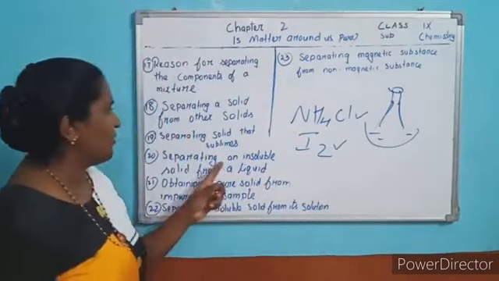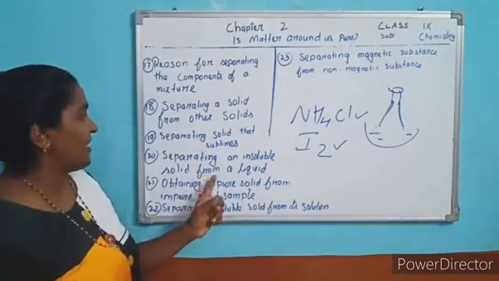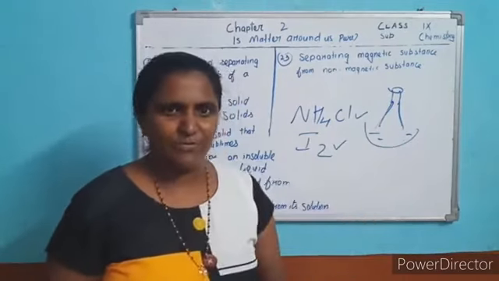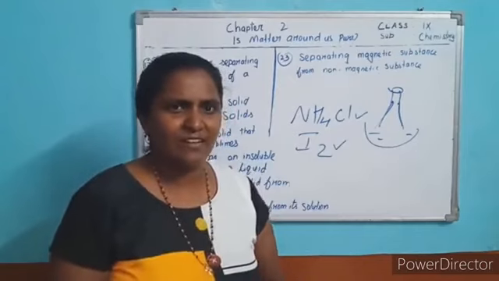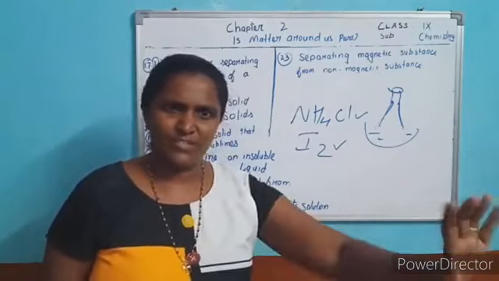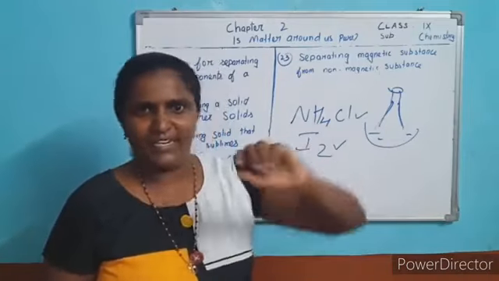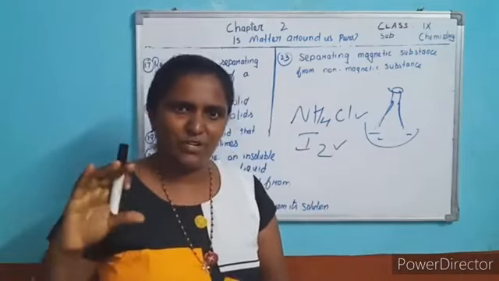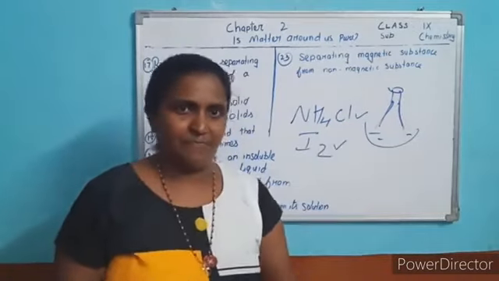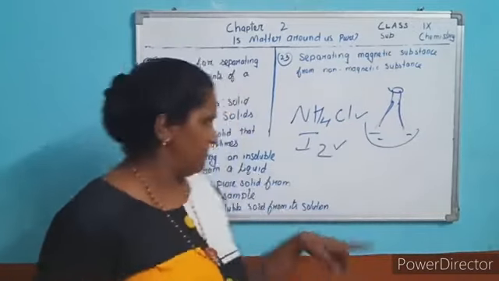Next question is, how will you separate an insoluble solid from a liquid? Sand in water. Sand is not soluble in liquid. How will you separate? Filtration, you write. Or sedimentation, decantation. Allow it to sediment for some time, then go for decantation. Pour it slowly without disturbing the solution. You pour the top portion of the layer into another beaker. Like this we can separate.